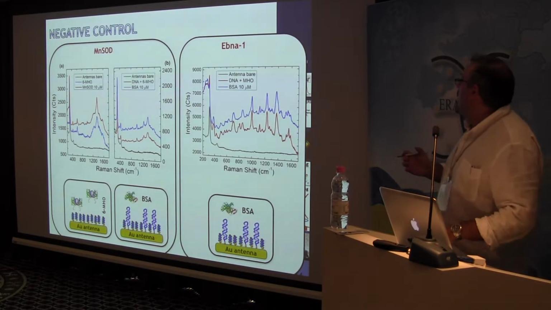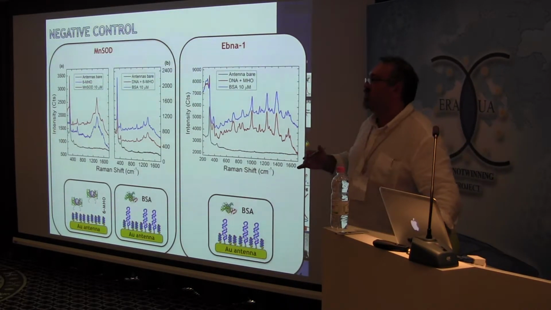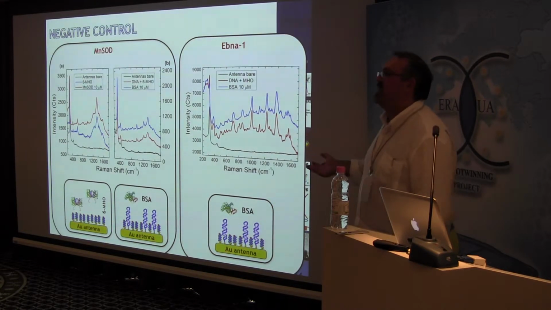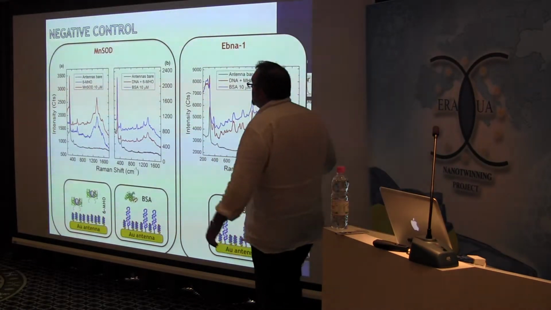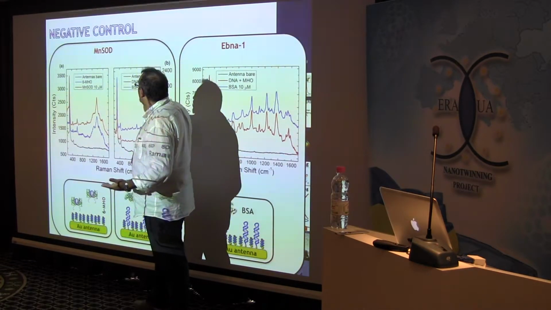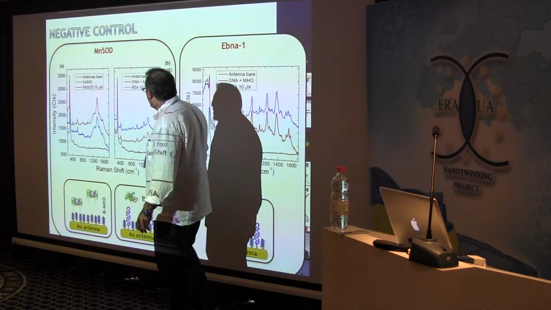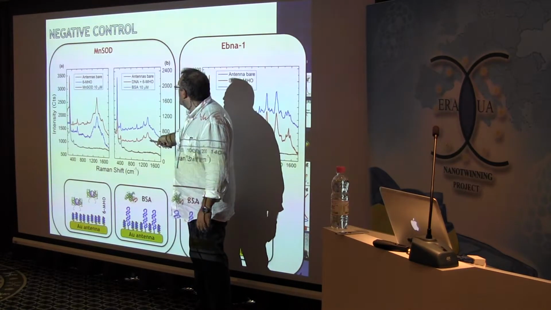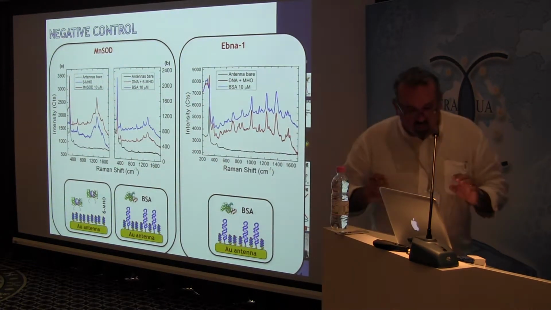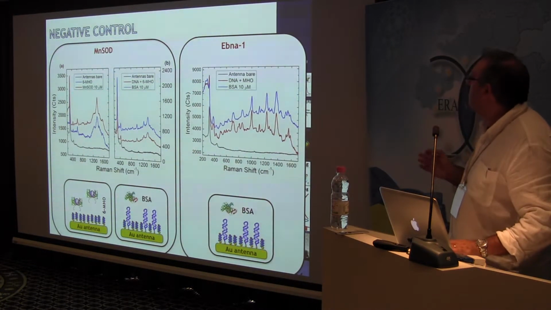And of course, if we want to be selective, we need to prove this. We have made some preliminary tests with BSA. Instead of putting MnSOD, we just put BSA. And when we put BSA, we don't see the peaks of BSA. We just see the peaks of the background, meaning DNA plus 6-mercaptohexanol. So this helps us understand that things go well.